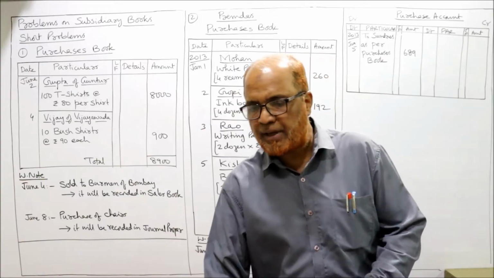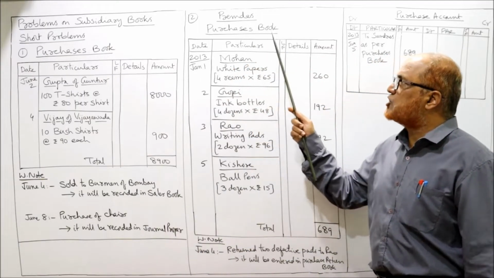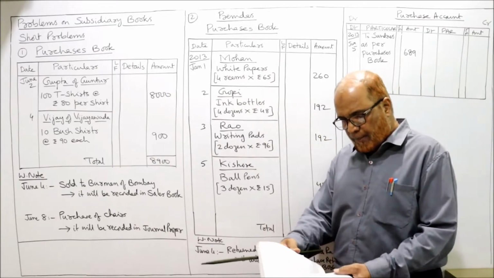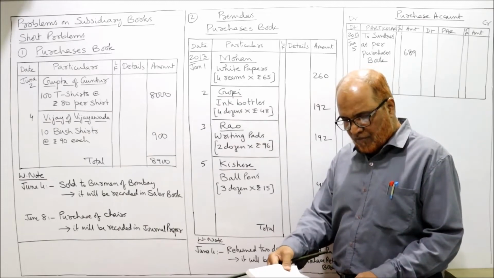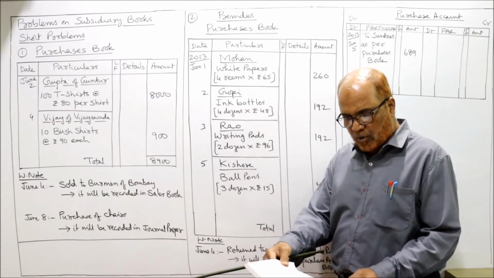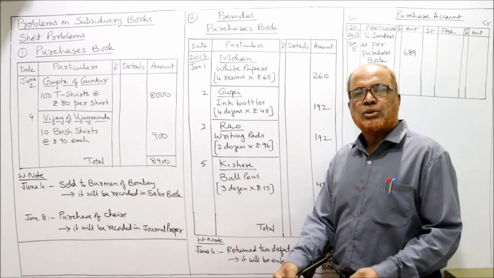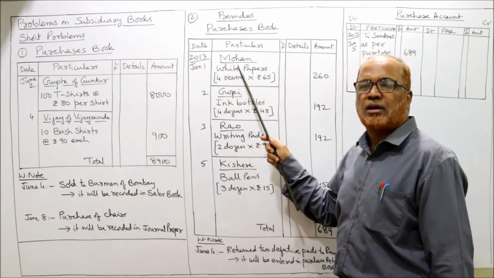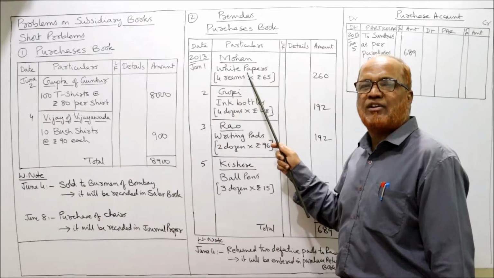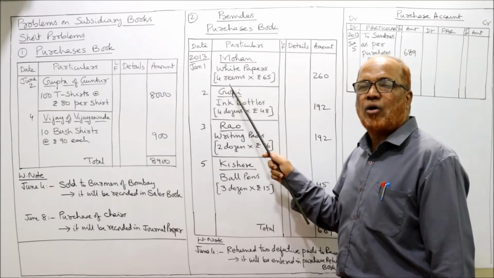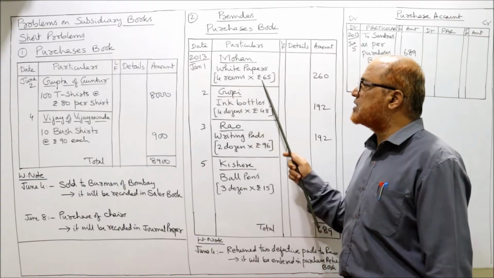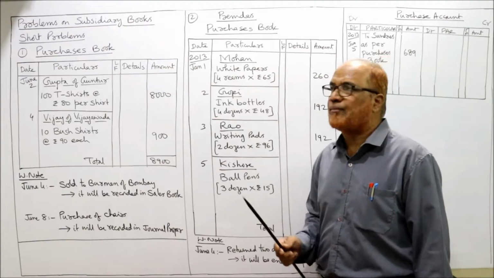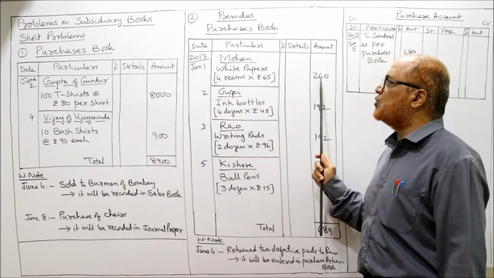So first I am preparing the purchases book. Here, Prem Das, purchases book. Date, particulars, LF, detail, amount. First transaction, purchased from Mohan on credit 4 reams of white paper at rupees 65 per ream. So simply we should write down Mohan. On 1st January 2013, we have purchased from Mohan. What have we purchased? White papers. How many reams? 4 reams at the rate of 65 per ream, as given in the problem. So 4 into 65 is 260.